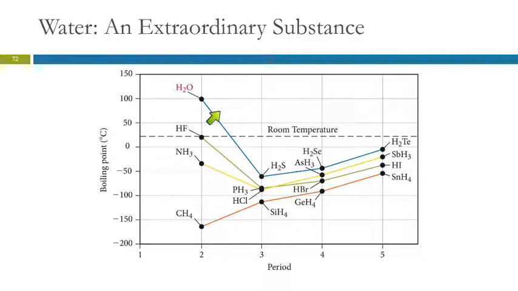Fluorine, oxygen, or nitrogen bonded to hydrogen. There's oxygen. Fine. You can see it. There's oxygen, hydrogen fluoride. There's the fluorine, and ammonia, the nitrogen. Any questions?